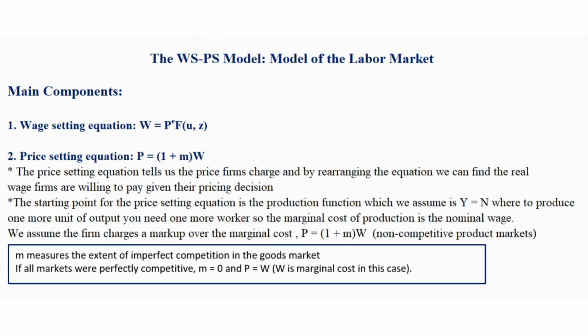So essentially, the idea is that the price setting equation tells you the price the firms will charge, and then from here, by rearranging the equation, you can make W by P the subject, and you can find the real wage firms are willing to pay given their pricing decision. So now we have both elements of the WSPS model, and in the next video, we'll put them together.